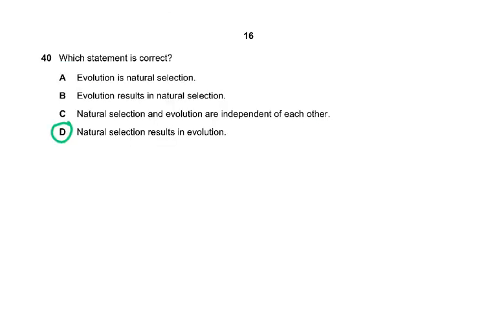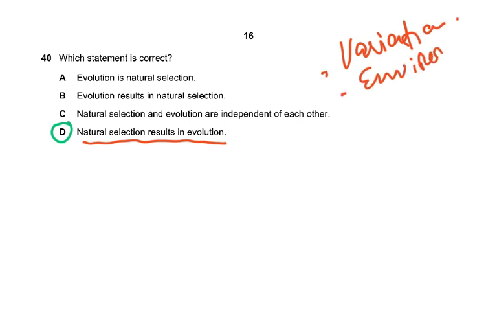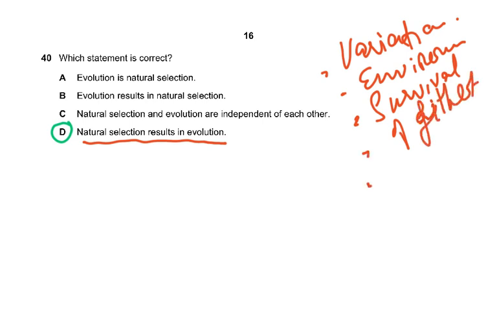And then coming to the last question, question 40, which statement is correct? Evolution is natural selection. Evolution results in natural selection. Well, that's the other way around. Natural selection and evolution are independent of each other. Natural selection results in evolution. Only if you know the actual story of natural selection and evolution can you do this question. First, there's variation. Then there is change in the environment. And then there is survival of the fittest. Those who survive pass on the advantageous alleles. And then, of course, evolution takes place. So natural selection results in evolution.